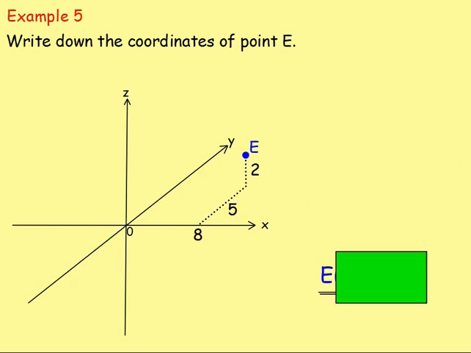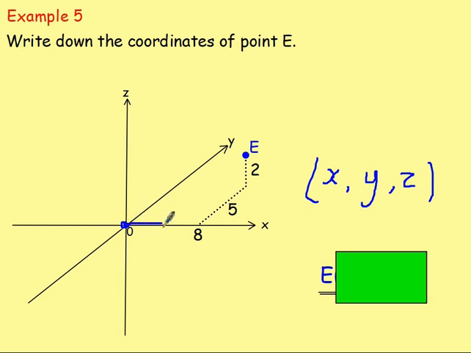Write down the coordinates of point E. So once again, we're going from the origin to point E. For this one, once again, you think for the x-axis, what will it be? For the y-axis, what will it be? And for the z-axis, what will it be? Brackets, commas. So, for this one, start at the origin.